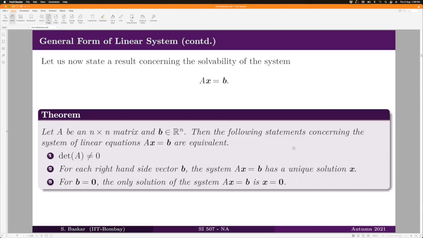We will use this theorem crucially in our discussions. Therefore, you should remember this. I know that you have studied this theorem in your basic linear algebra course and you are familiar with the proof of this theorem. Therefore, I am not going to prove this theorem.